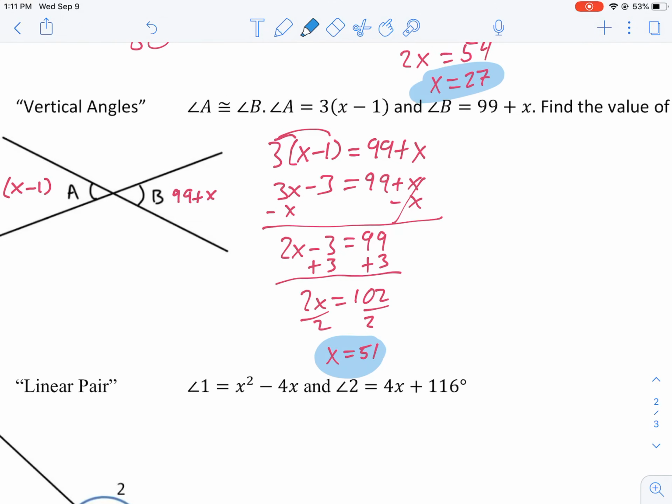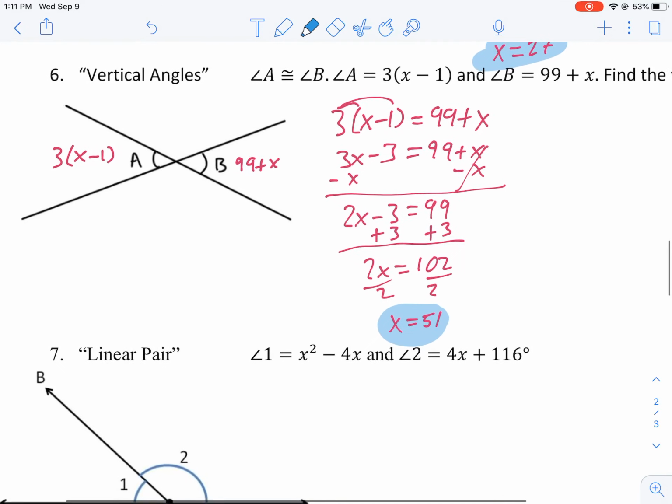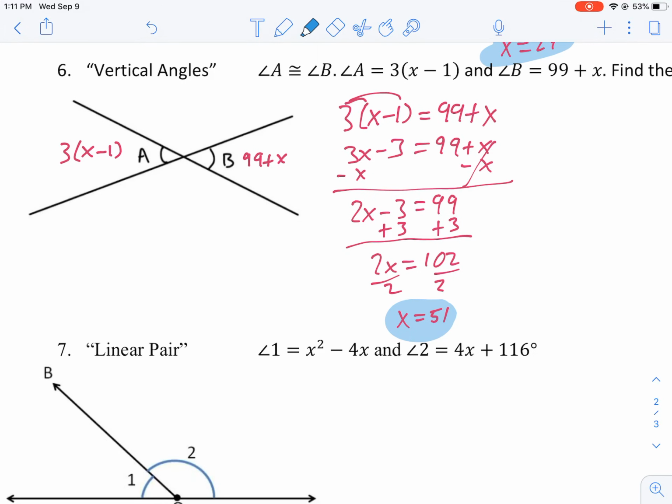Wow, those were pretty big angles. Find the value of x. Yep, all right, so we're done. So vertical angles are congruent, set them equal to each other.